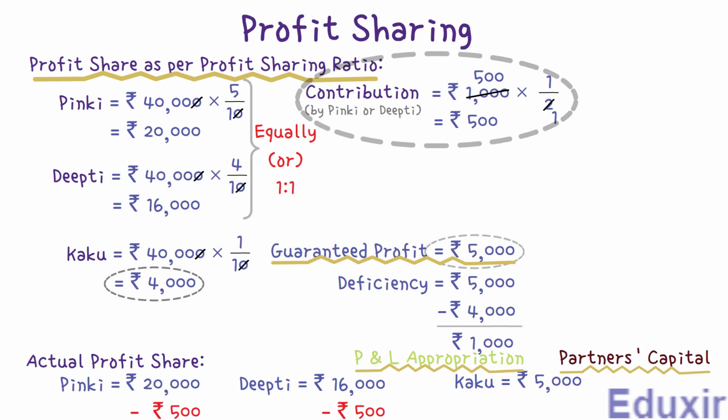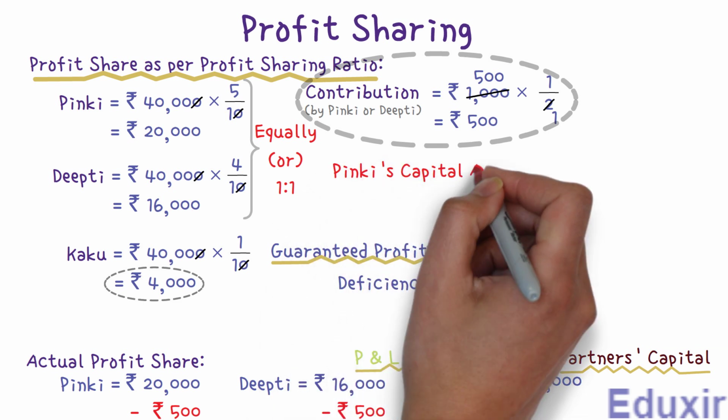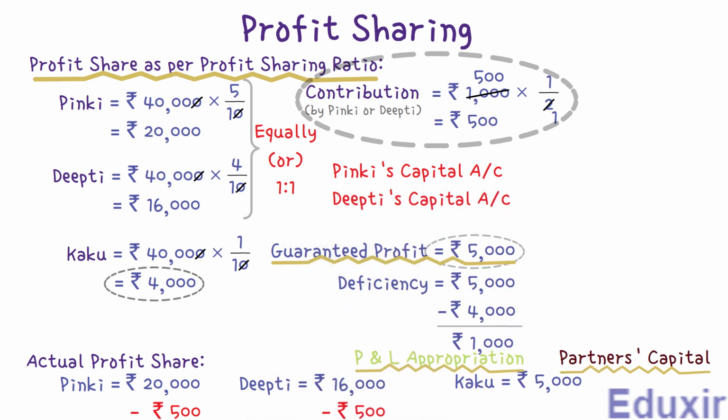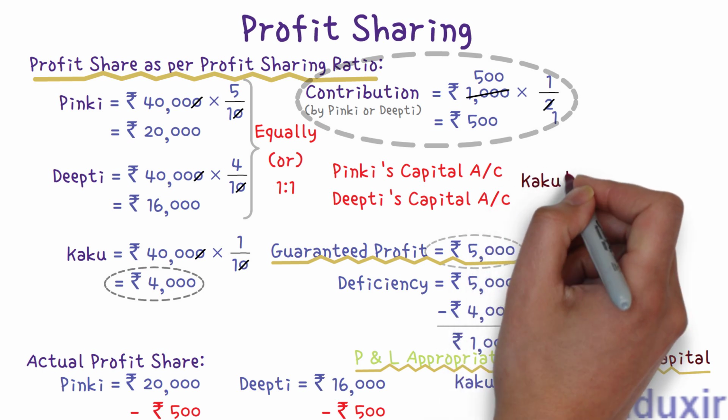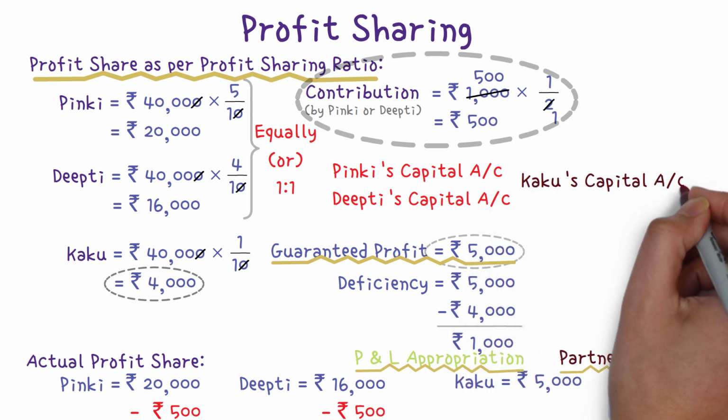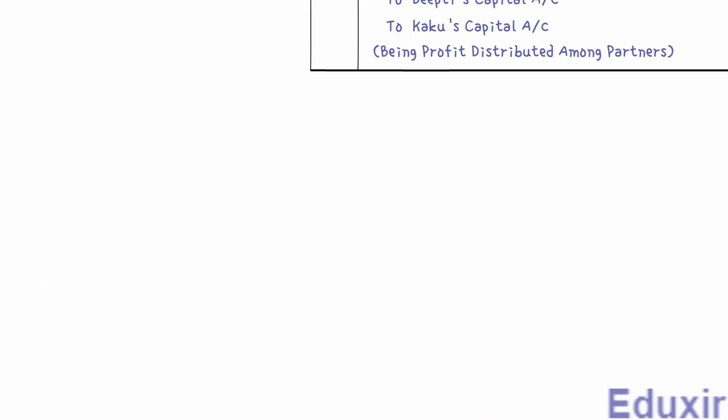So, as their capital accounts are decreasing, we should debit both Pinky's capital account as well as Deepti's capital account. At the same time, the capitals reduced from the partners Pinky and Deepti's capital accounts are added to the partner Kaku's capital account. In other words, partner Kaku's capital amount is increasing. So, we should credit the partner Kaku's capital account. Let's now proceed with the journalizing of this transaction.